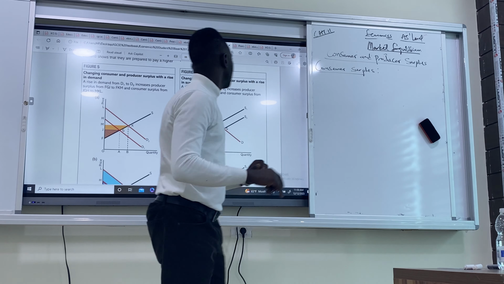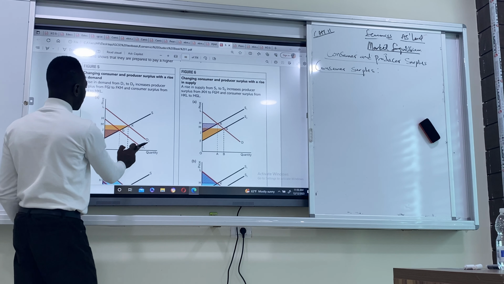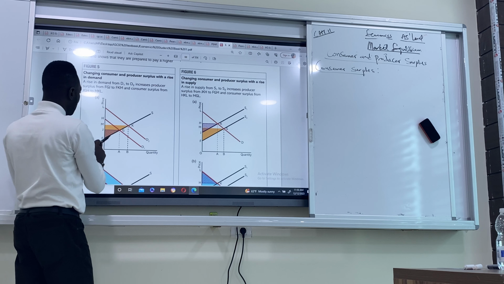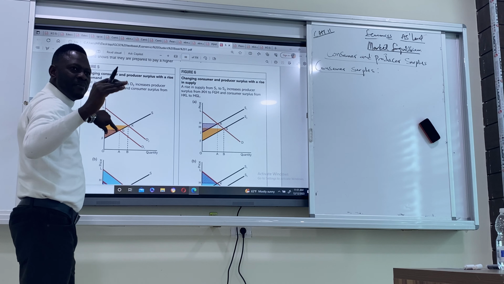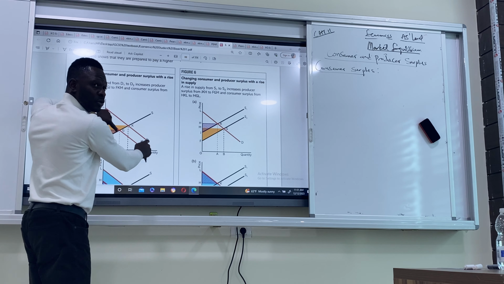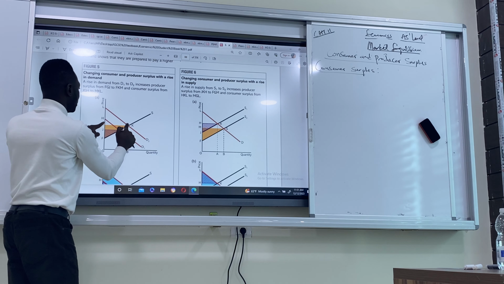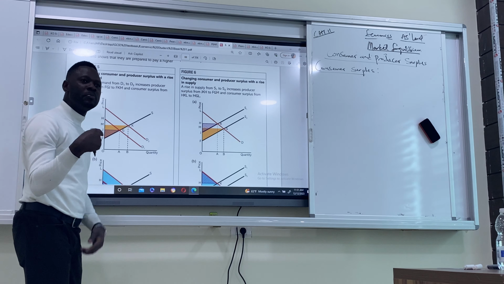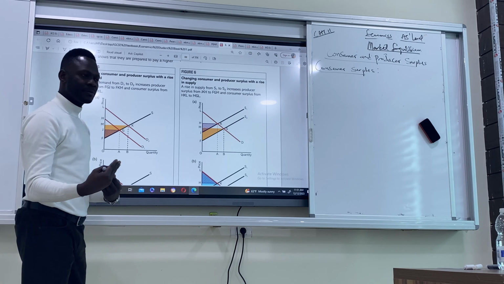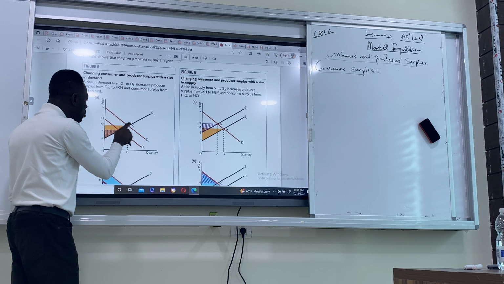So, changing consumer and producer surplus with a rise in demand. A rise in demand from D1 to D2 increases producer surplus from FJG. This is producer surplus, you know. As soon as demand increases in the market from D1 to D2, what happens? Producer surplus will increase from this point to this point. Do you get it? Because it means that producers will be making more because demand has increased. So from FJG, which is producer surplus, it becomes JGM. This is a new producer surplus.